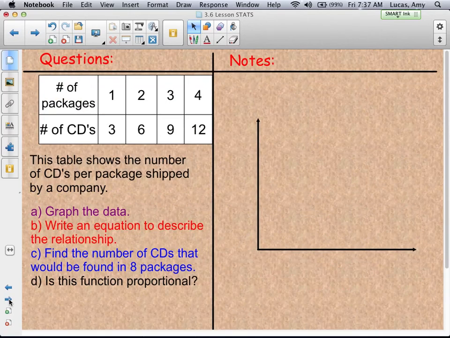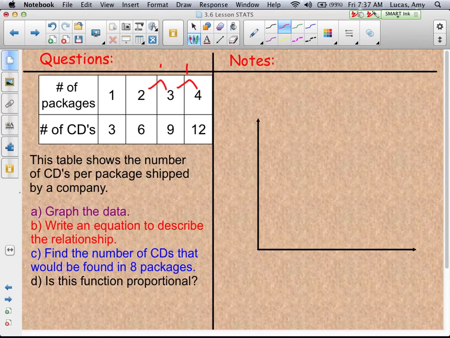Here's a third example like that. You may be able to tell from the table, it's going by ones. If I go back 1, I'd be at 0. Going by 3s, if I go back 3, I'm at 0. So you may be able to tell now on this one that this is going to be proportional.